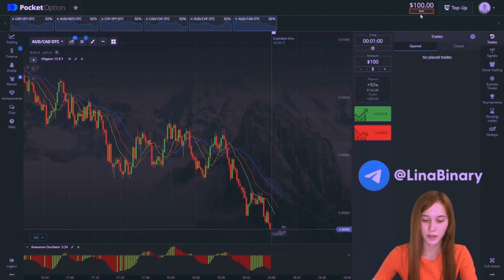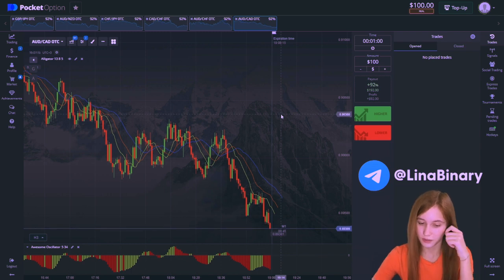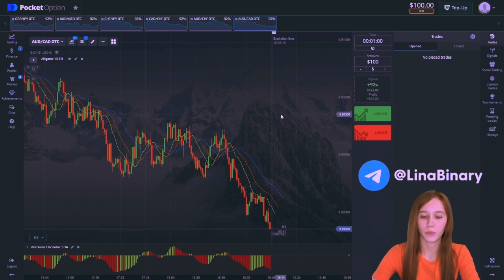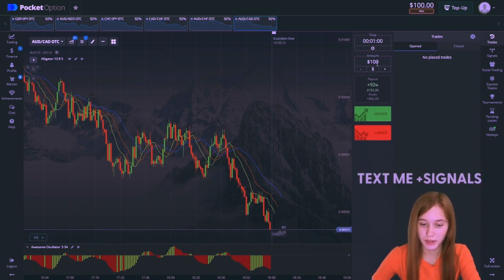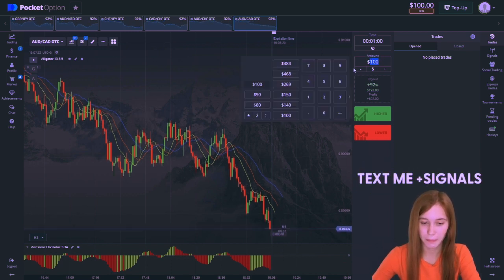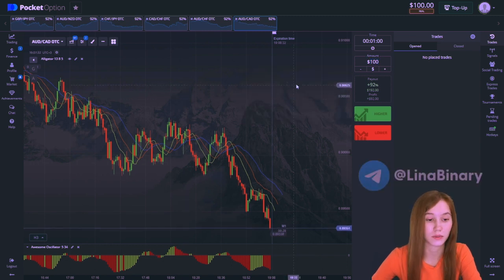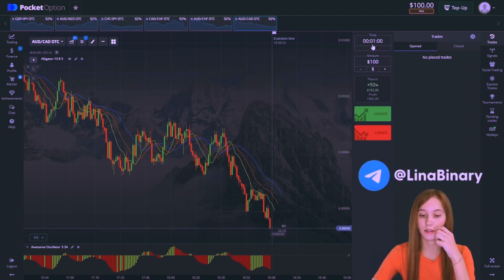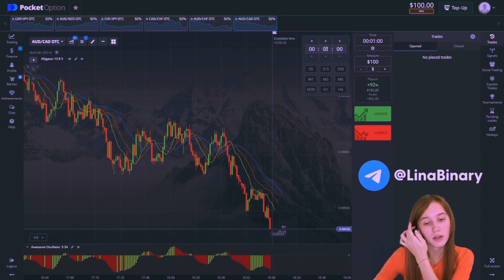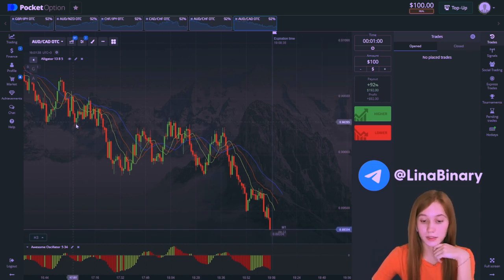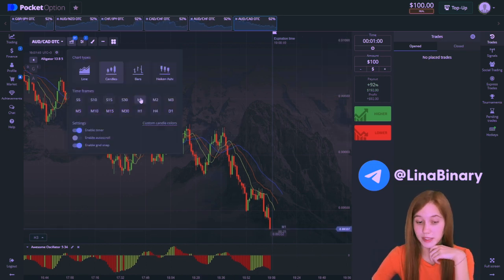So today we start with $100. And let's start. So now we are starting to set up our workspace. Next we will increase it in small quantities. Another thing that is very important is to set the time of our deal. For us, this will be 1 minute and a 1 minute time frame.